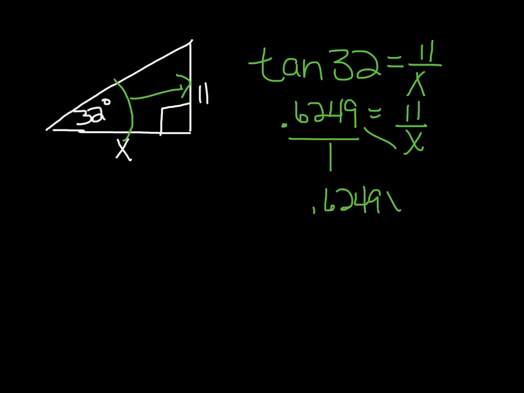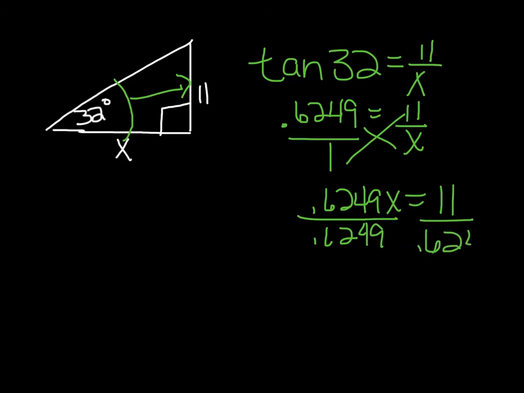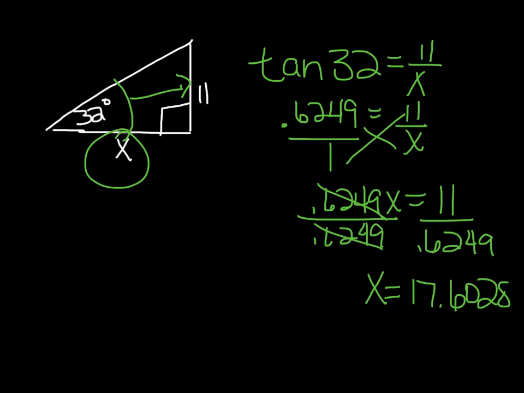Now we can cross multiply and have 0.6249x equals 1 times 11, which is 11. Now we can solve for x by dividing both sides by 0.6249. Divide this side by 0.6249, and that gives you just 1. So we have x equals 17.6028. So the side of this triangle right here is 17.6028.